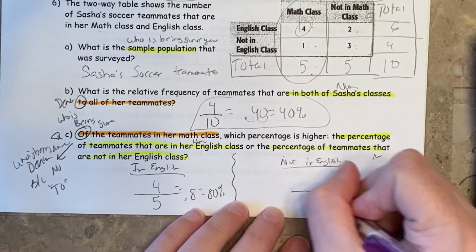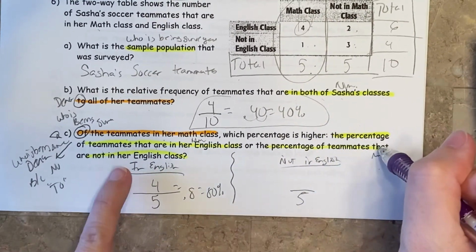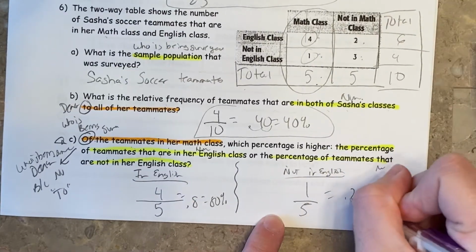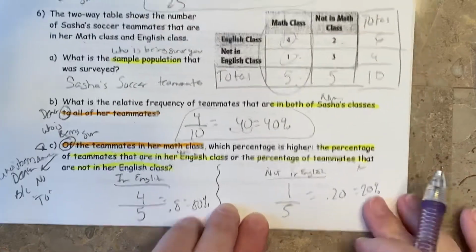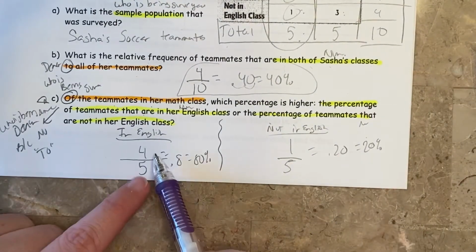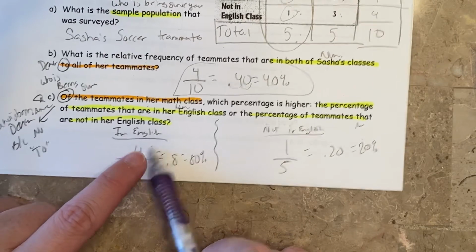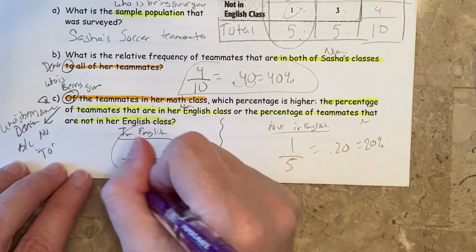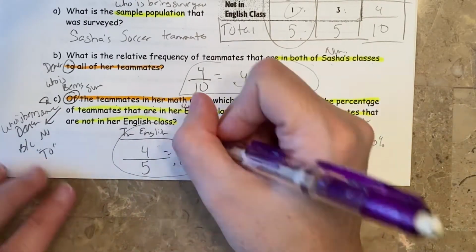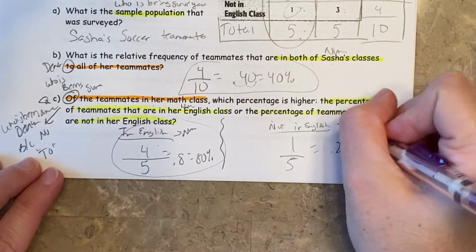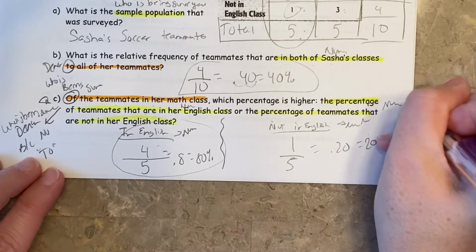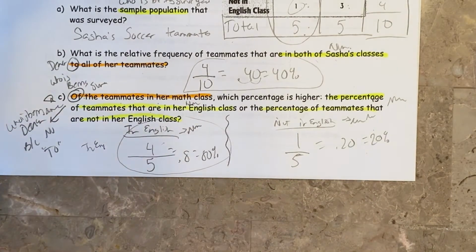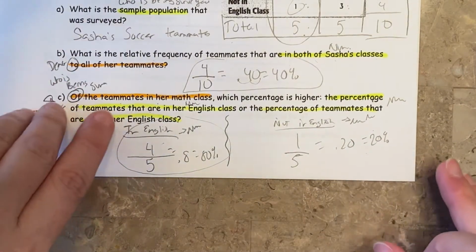Okay, and now we're still working with people in her math class. So out of those 5, how many were not in English? So not in English was 1. So 1 out of 5 is 0.20 or 20%. So which percentage is higher? Those that are in her math and English or those that are in her math but not in her English? And that would be this one right here. Okay, so again, in English, that's your numerator. This is our numerator, all these things in yellow. And in English is the winner. So those are always really the toughest ones, the ones where you have to do the comparison.